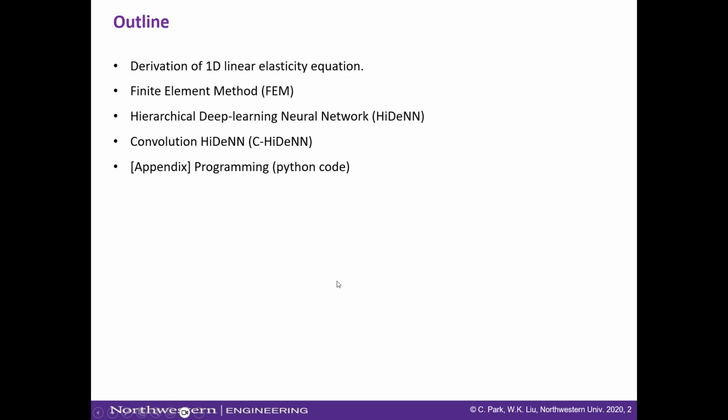Here's the outline. We'll first start with the very basic undergrad level derivation of the 1D linear elasticity equation. Then we'll introduce the finite element method and the hierarchical deep learning neural network, which we call HiDeNN, then convolution HiDeNN, or C-HiDeNN. At the end of each tutorial, I'm going to introduce the programming part with Python and the Jupyter notebook on each example. All right, let's get started.